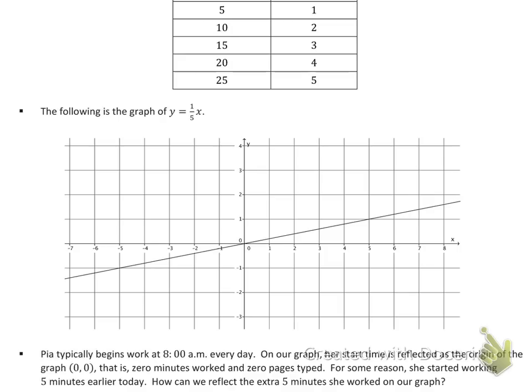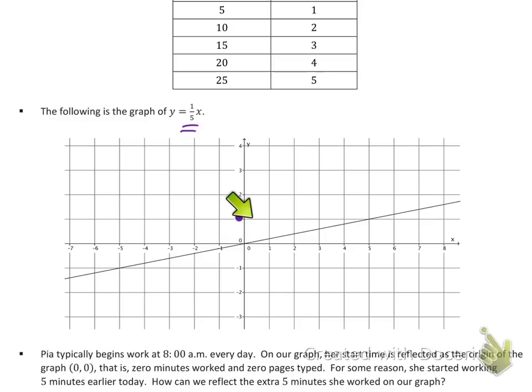All right, so think about what the graph would look like with Pia starting 5 minutes early. Okay, so her rate is the same. Her rate is the same at 1 page every 5 minutes. But if she started 5 minutes early, at 8 o'clock, which is 0 on the x-axis, she would have already typed 1 page. If you think about it, she'd already been working for 5 minutes, so she would have typed 1 page. So we can actually put a dot there on the graph. Okay, so that point for x equals 0, y equals 1, shows that at 8 o'clock she had a head start. She had already typed 1 page.